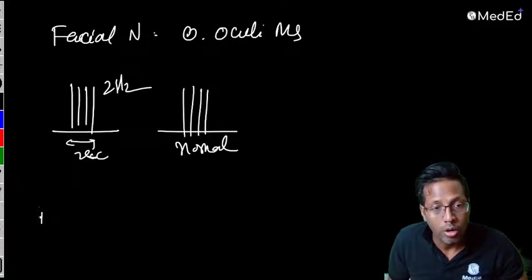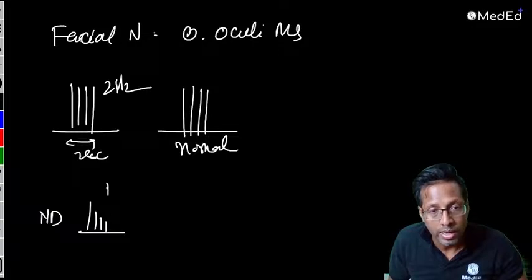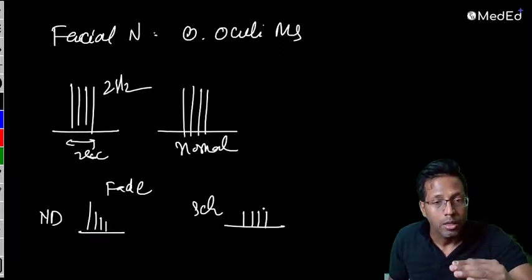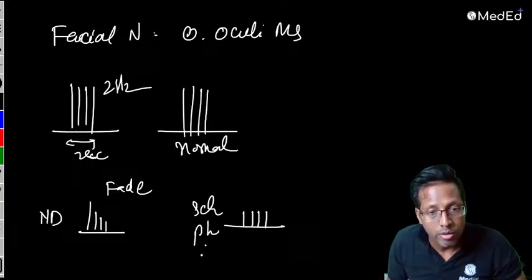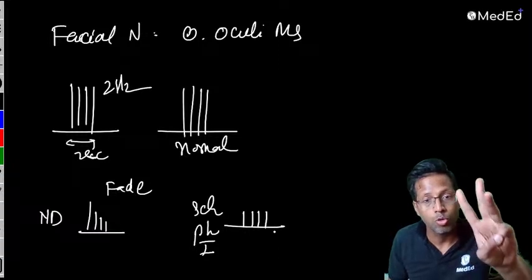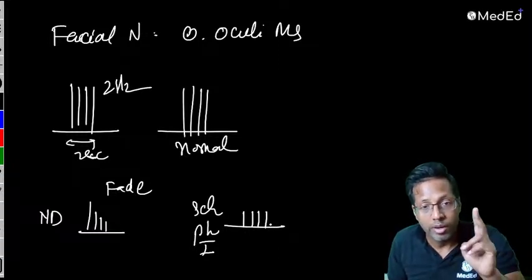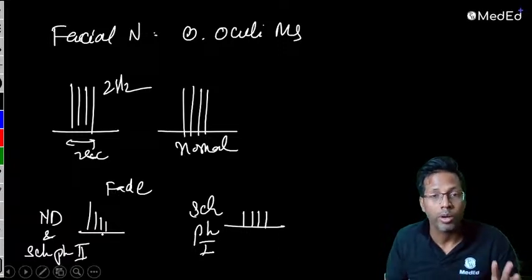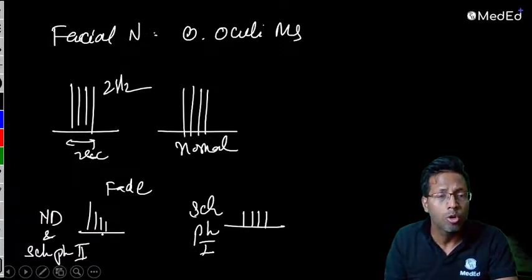If it is a block with non-depolarizing, you get to see 1, 2, 3 and 4 with decreasing height. This is what is called as fade, right? In case of succinylcholine, you get to see 1, 2, 3, 4 with small height. The point is, this is seen in succinylcholine phase 1 block. Remember, succinylcholine has 2 blocks, phase 1 and phase 2. Remember, succinylcholine in phase 2 resembles non-depolarizing. So fade is seen with non-depolarizing and succinylcholine phase 2. That's an important point. This much is sufficient to know. You don't need to know more than this.